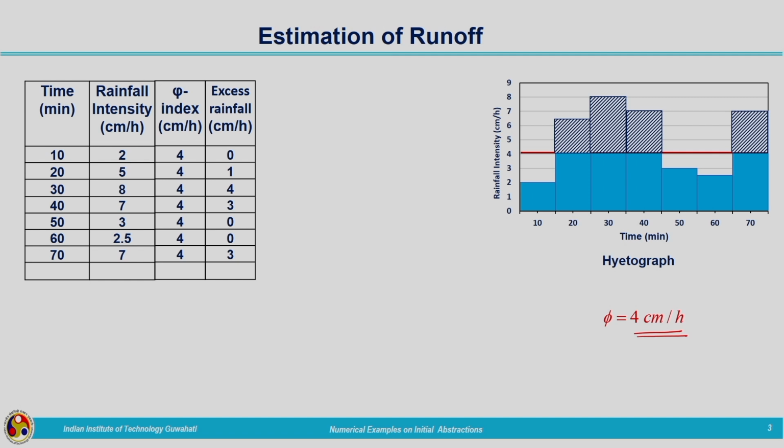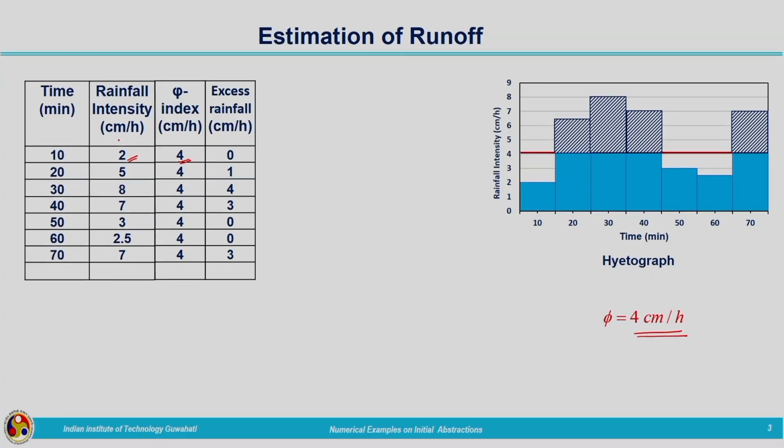For the first 10 minutes, 0 to 10 minutes, 2 centimeters per hour is our rainfall, and phi index is 4 centimeters per hour. So, the constant rate of abstraction is more than the rate of rainfall. Definitely whatever rainfall is occurring, everything is lost as abstraction. It may be in the form of initial abstraction or infiltration. So, 2 centimeters per hour is the rainfall intensity and 4 centimeters per hour is the phi index, so excess rainfall will be 0.